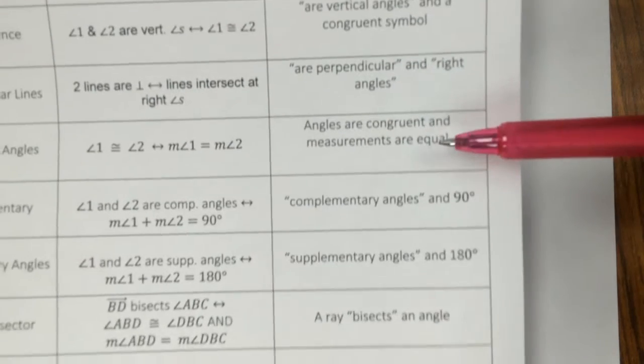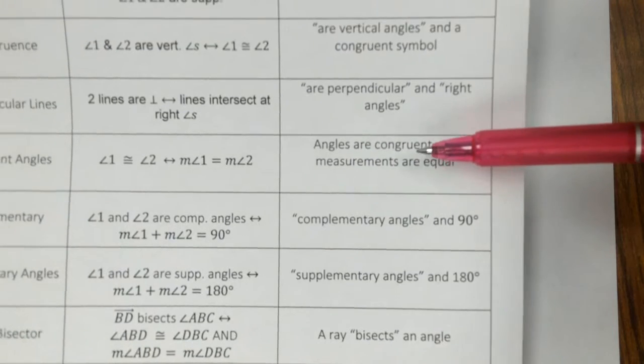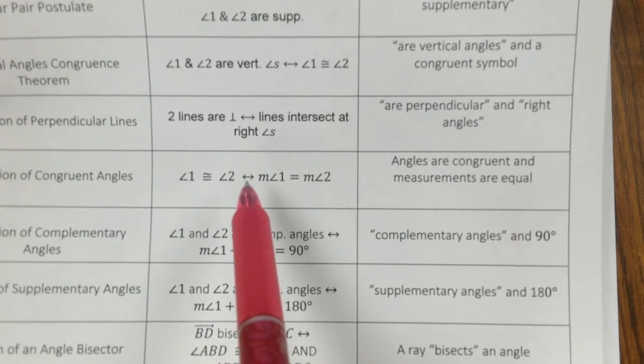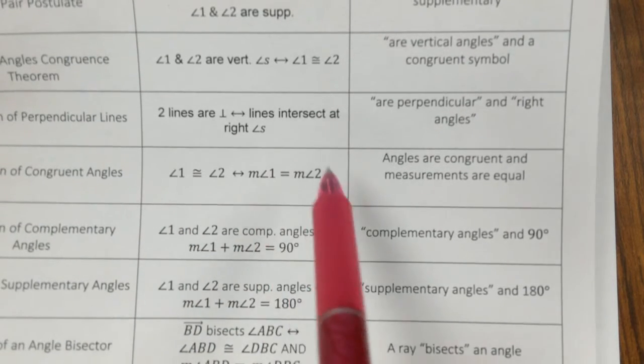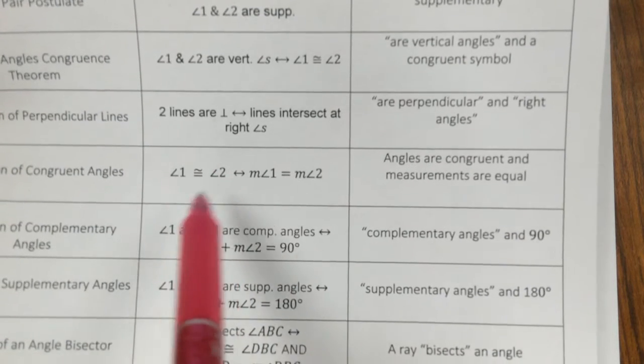Angles are congruent and measurements are equal. Okay, well I see right here, but it's in the other order. It does not matter. This little arrow in the middle says it can go either way. Either one of these can come first. So if we look at what we have, the measurements are equal, then the angles are congruent.